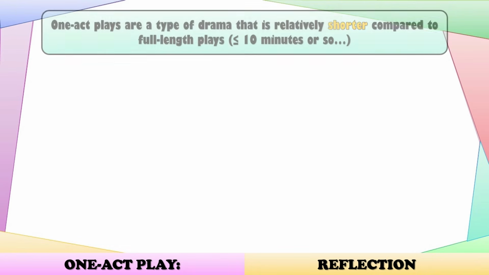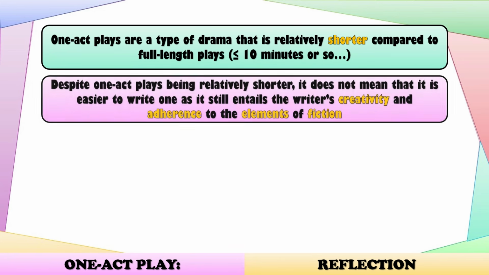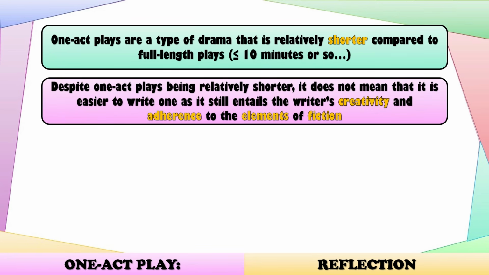In a nutshell, one-act plays are a type of drama that is relatively shorter compared to full-length plays, more or less 10 minutes or so. Despite one-act plays being relatively shorter, it does not mean that it is easier to write one, as it still entails a writer's creativity and adherence to the elements of fiction.